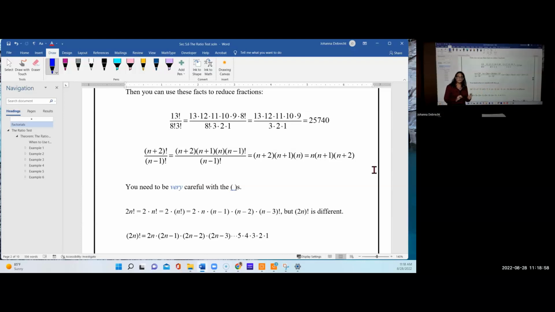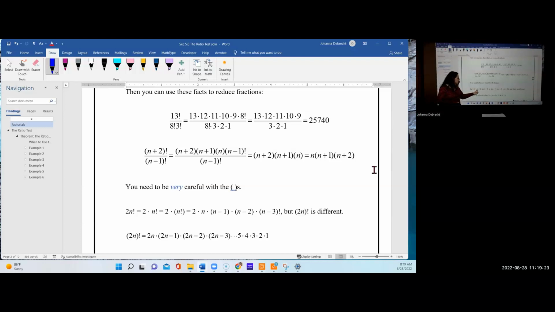You have to follow the strict order of operations. Factorials get done before multiplication. So 2n factorial without parentheses is 2 times n factorial. The factorial only applies to the factor it's directly sitting on unless there are parentheses present. So this is kind of like the exponent rule.